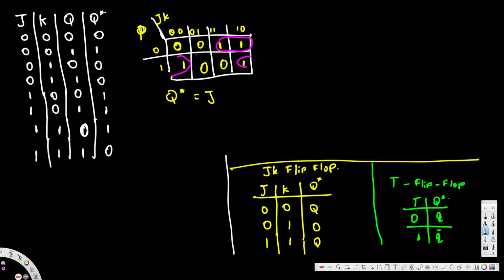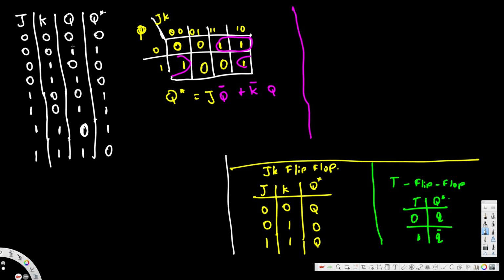From this one you can see this is J Q bar plus K bar Q, and this is Q asterisk from the K map. Okay, this is how we can write Q asterisk for the JK flip-flop.